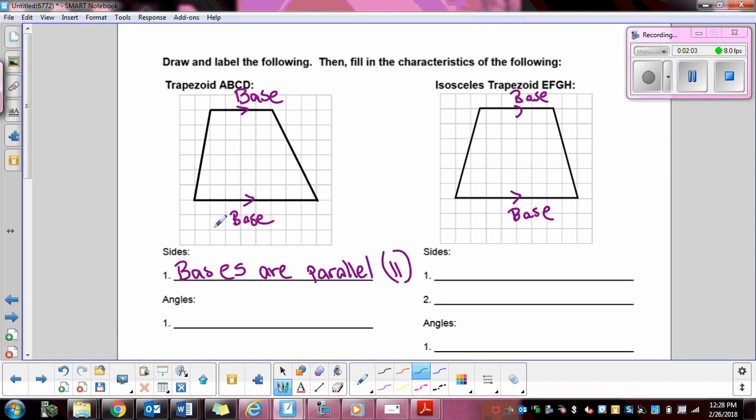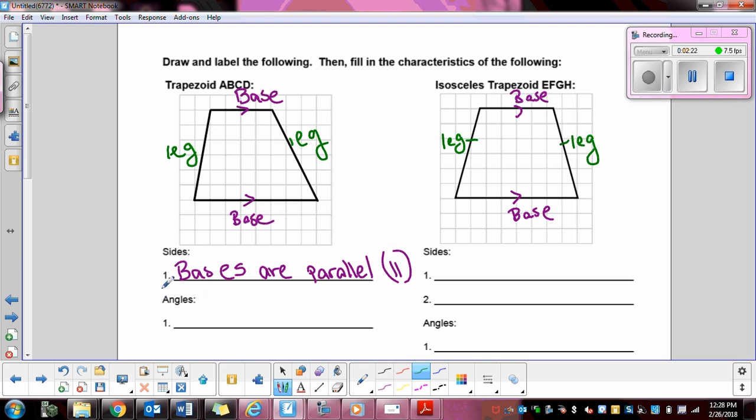And the legs of my trapezoid, this is a leg. We call these legs, and this is a leg. Isosceles, same thing, but on isosceles, the legs are equal. So this one is equal to this one. And you can kind of tell that the bases are not equal.